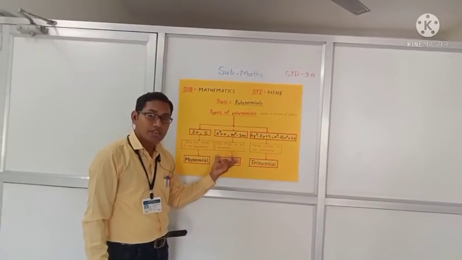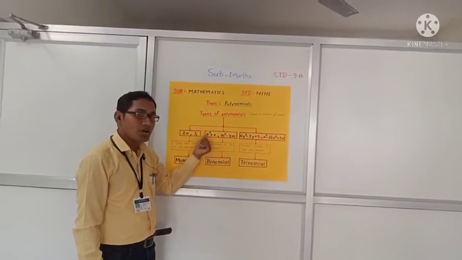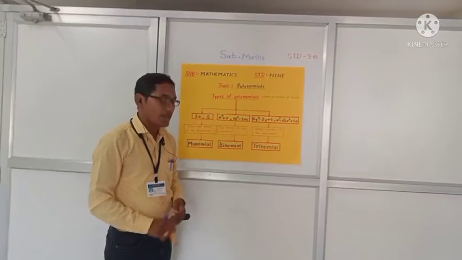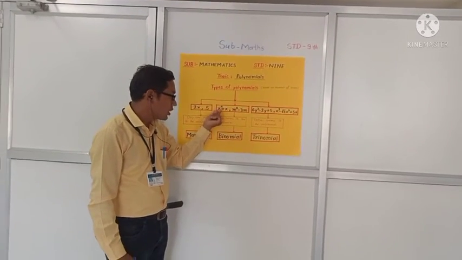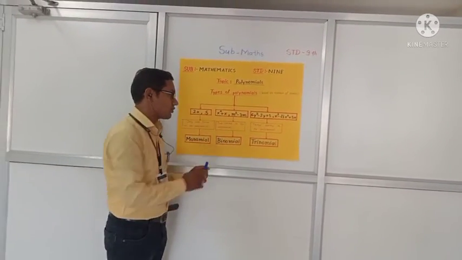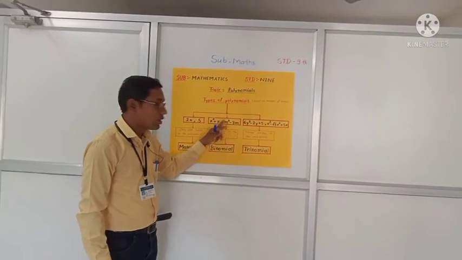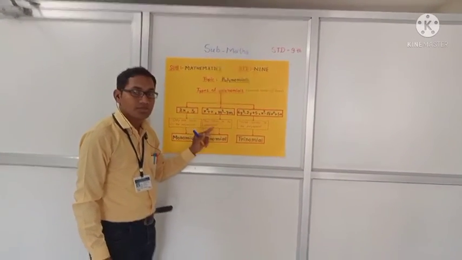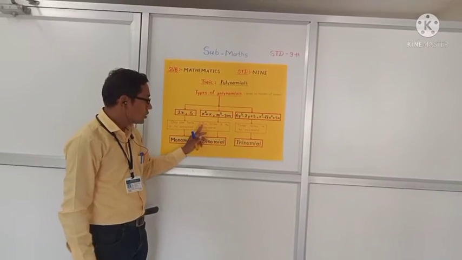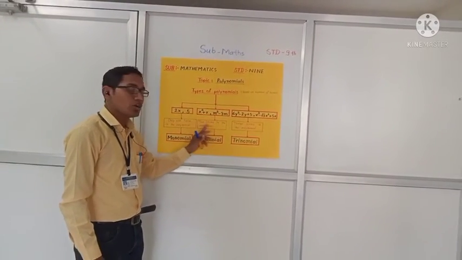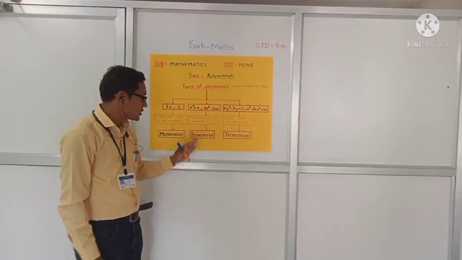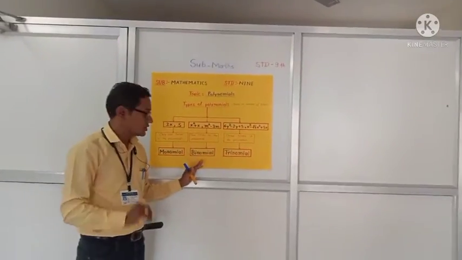Observe the second set. x raised to the power 4 plus x. There are two terms, 1 and 2. In this expression also, m raised to the power 2 minus 3m. There are also two terms. Polynomials having two terms are called binomials.